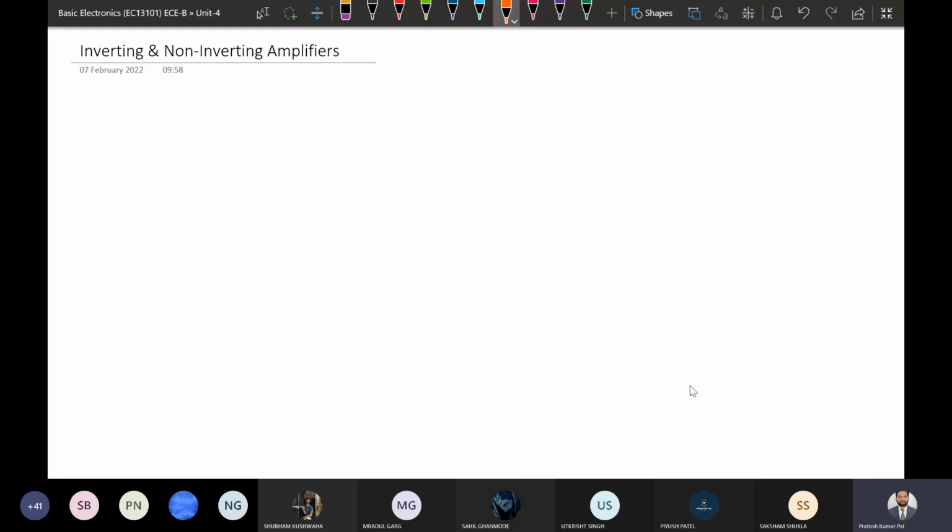how we can use this concept of virtual ground and virtual short that we have seen in the previous class to implement the inverting and non-inverting amplifiers. So if an inverting amplifier and a non-inverting amplifier are there, how will we proceed with the analysis? And also we have seen in the previous class what feedback is, and what the effect of feedback on the operational amplifiers is. So we have seen there are two different types of feedback in operational amplifiers.